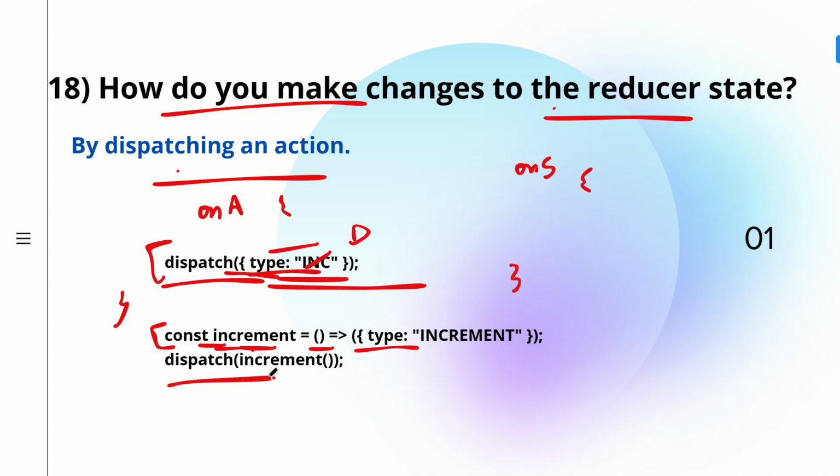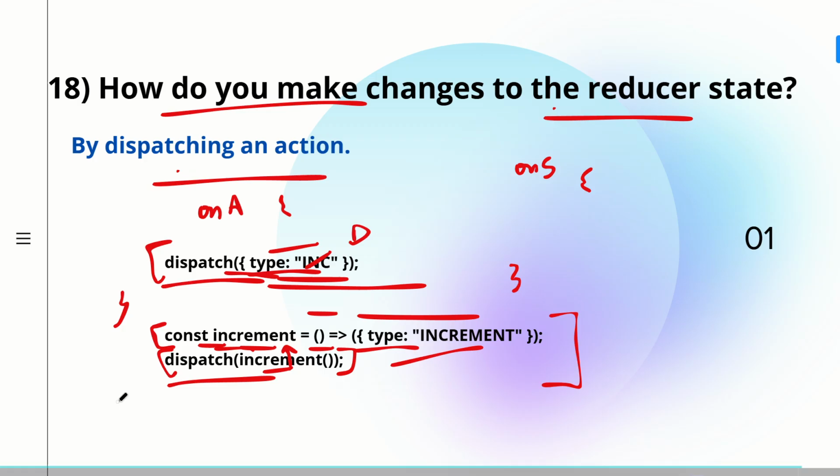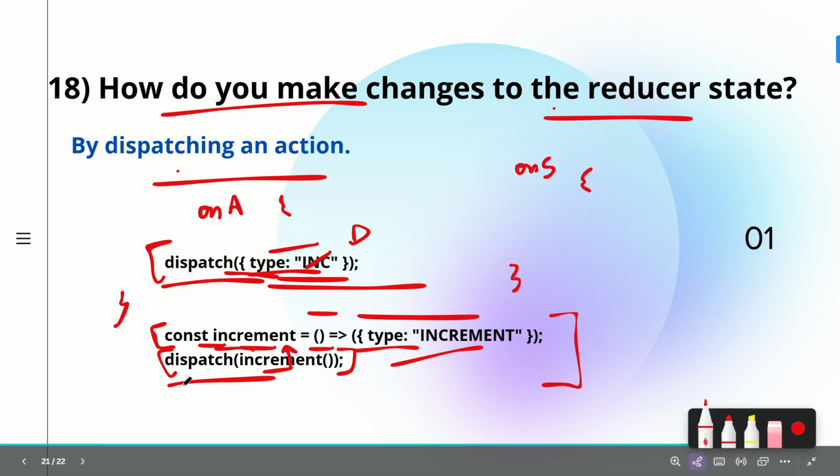So how do you use it? In the same onClick, on addition click, in this function you will dispatch increment. What is increment? This is a function, pointing to the function above. And what is that function? Again it is an arrow function, and from there you are passing your type increment. We write our code this way to avoid bugs and for easier debugging. This is the good practice we follow. So this is how you dispatch your action to make any changes to the reducer.